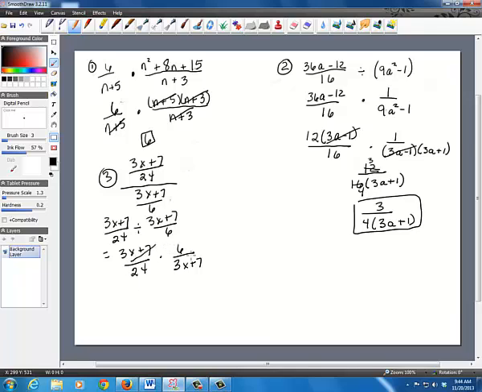So I'm going to cancel like factors, and 6 and 24 have a common factor of 6. So my final answer is everything on top is canceled, so I have a 1 over 4. So 1/4 is my answer. And number 4 says find the LCD for this fraction and for this one, 11 over 6x cubed y.